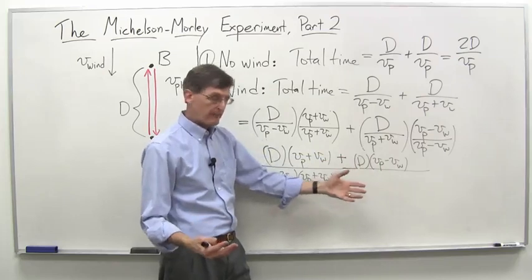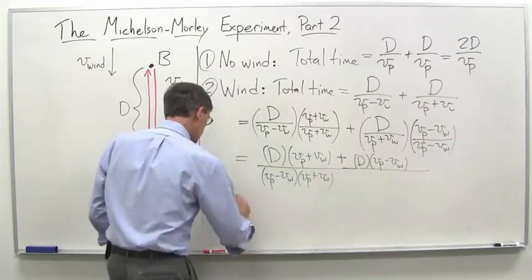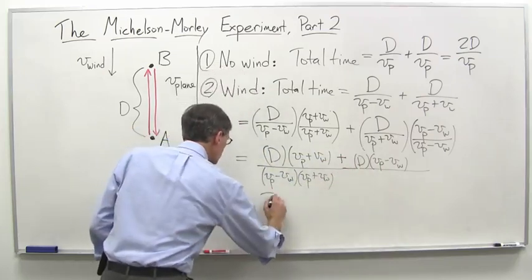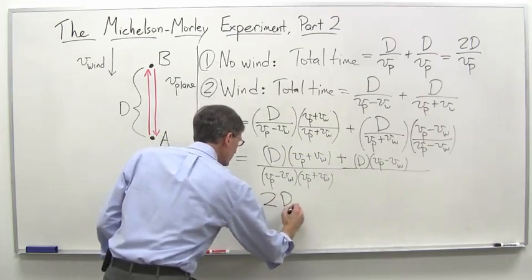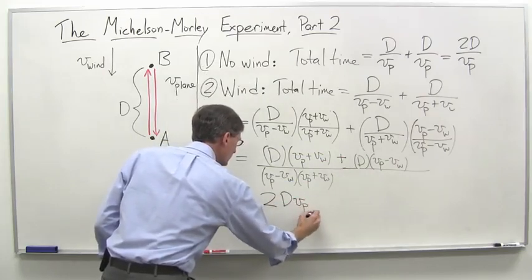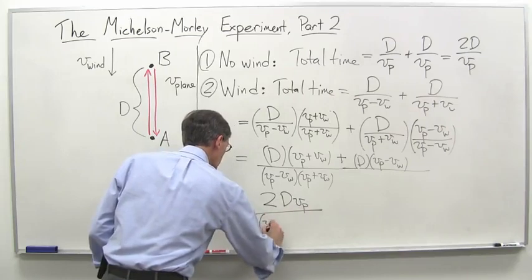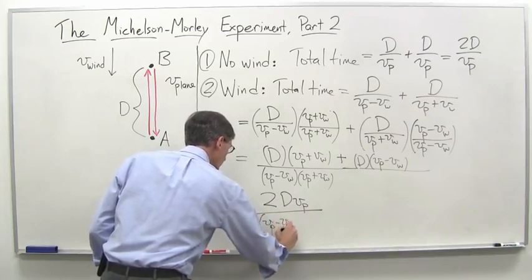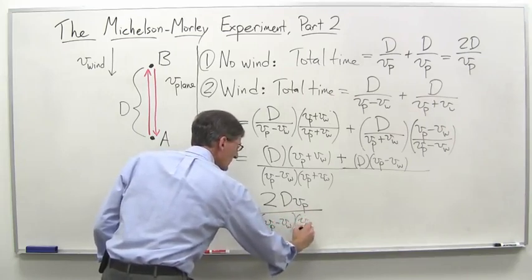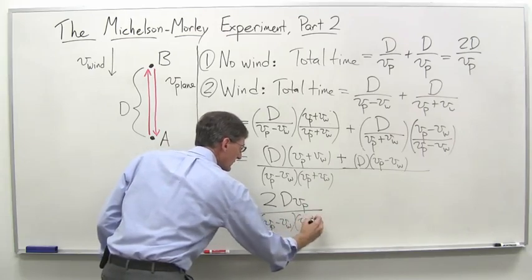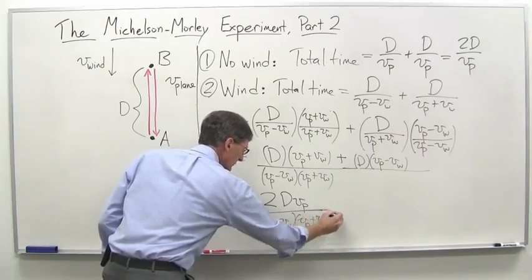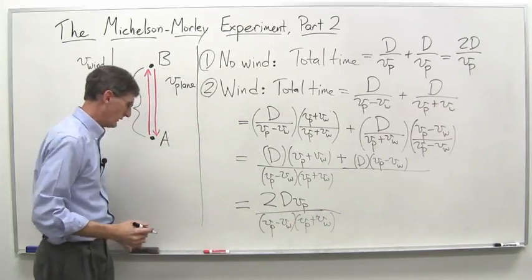So that's two of them. So I can write this as, try to squeeze it in down here, 2 times d times Vp all over (Vp minus Vw) times (Vp plus Vw). And we're going to bring it up here in a minute as well.